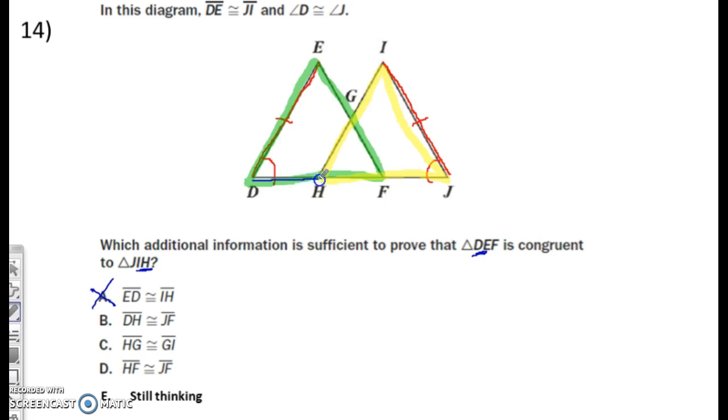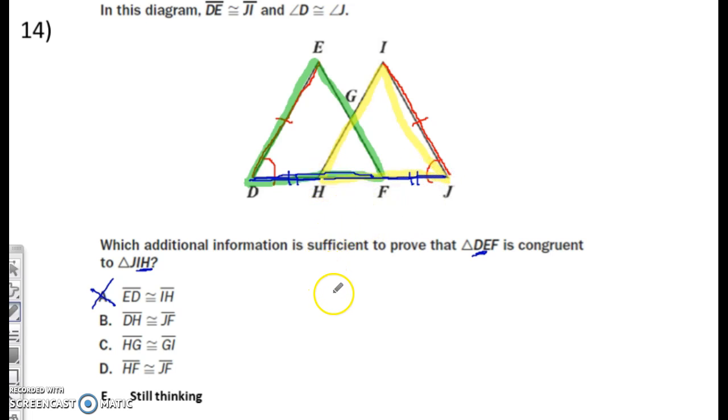Okay, now this one's intriguing because normally you would have the entire side length. You would have DF is congruent to JH. It would usually tell you the entire side length. But because these overlap right here at HF, we know that that part's the same. So if we can also show that this part is the same, what it's really saying is that the base of the triangle here is congruent to the base of the triangle here.